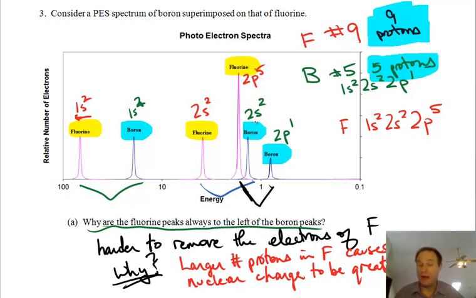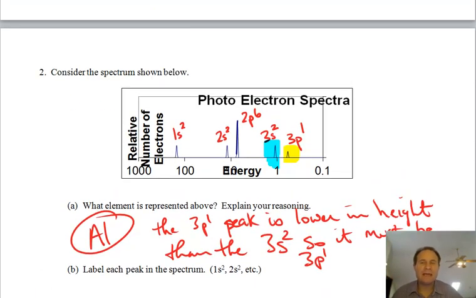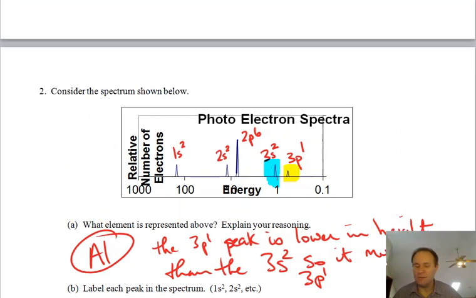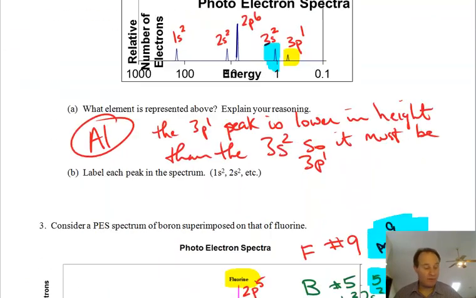I think this is a rather challenging question. I think what you can expect to see in general would be, hey, here's a spectrum, you tell me what element that is. So we want to make sure that we're good with those types of things. Well, that is it.